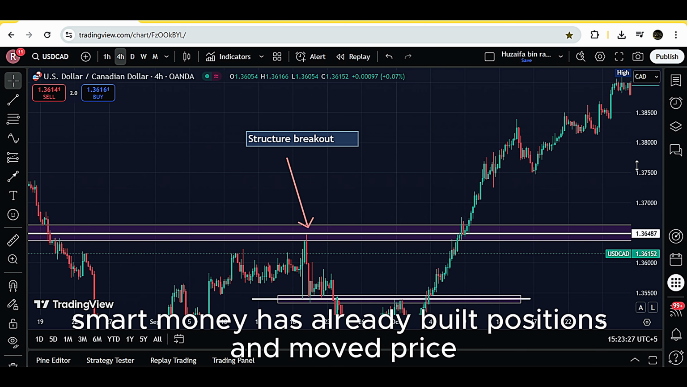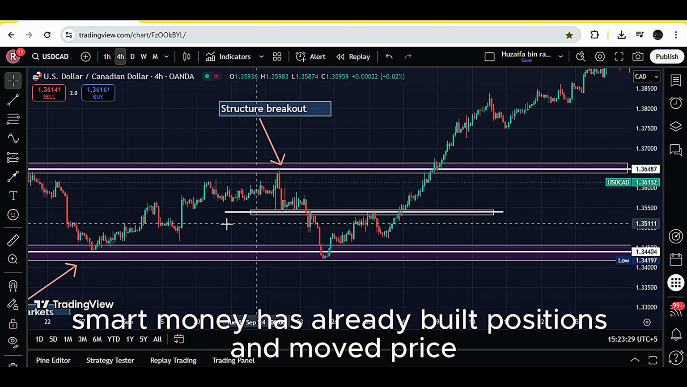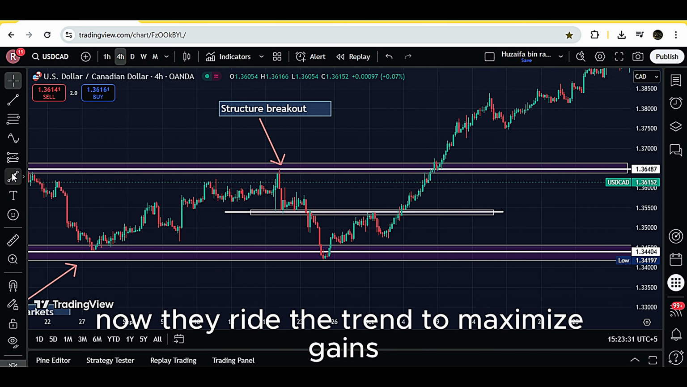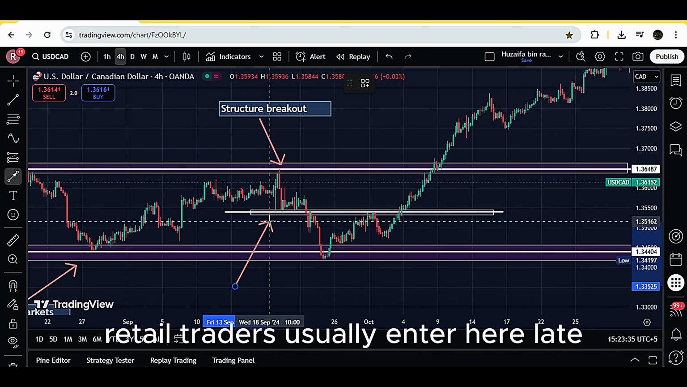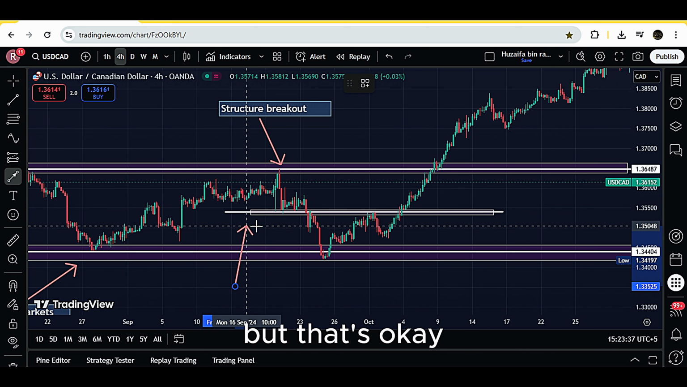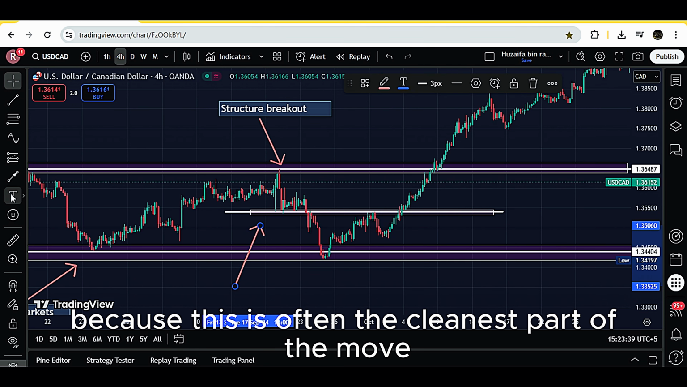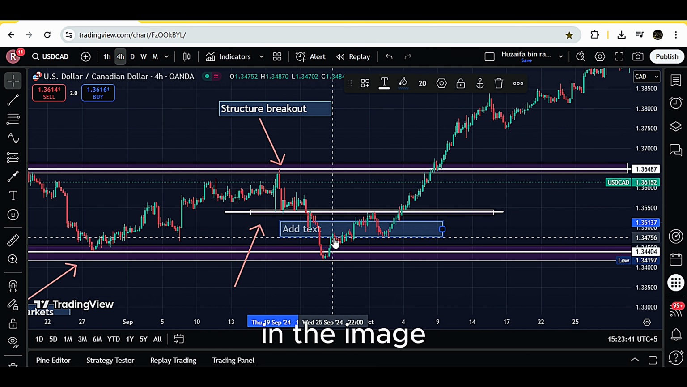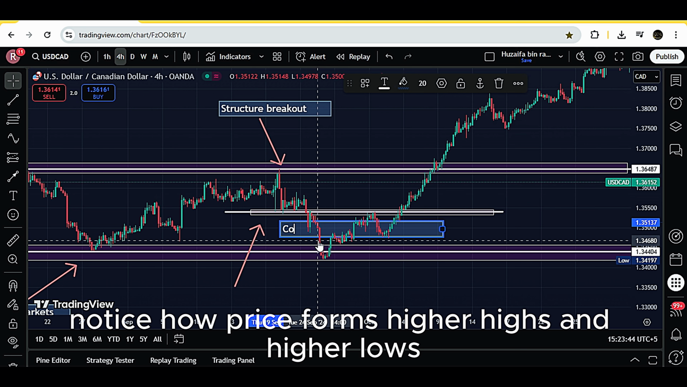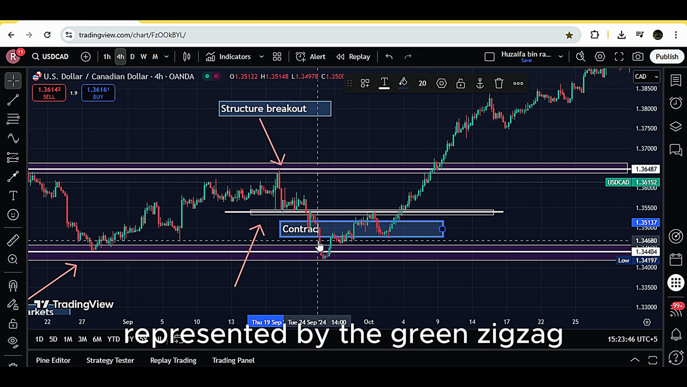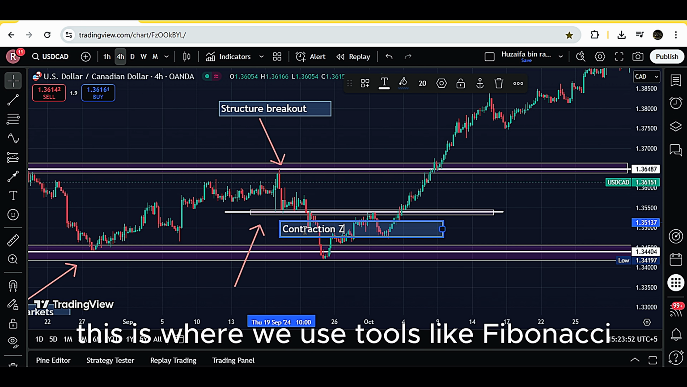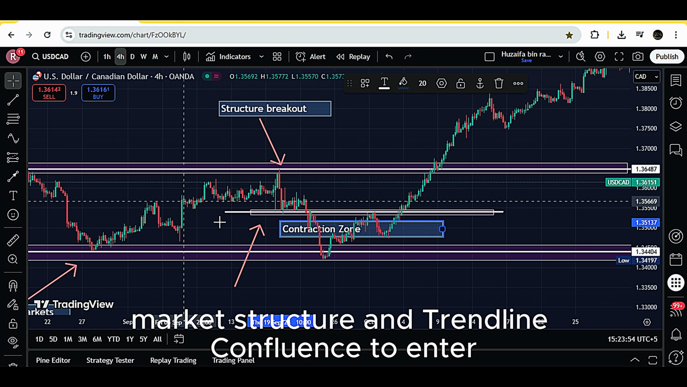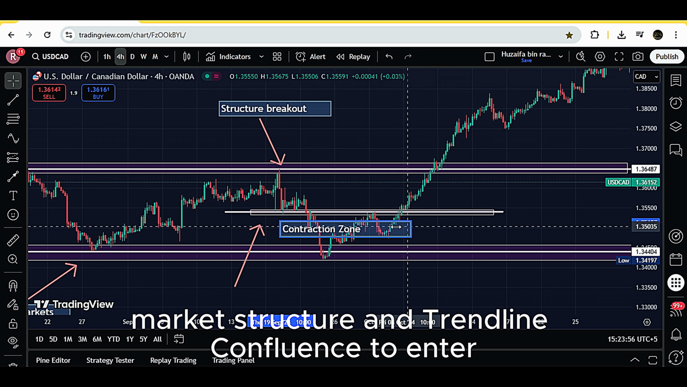Smart money has already built positions and moved price. Now they ride the trend to maximize gains. Retail traders usually enter here, late, but that's okay because this is often the cleanest part of the move. In the image, notice how price forms higher highs and higher lows, represented by the green zigzag. It's now flowing smoothly. This is where we use tools like Fibonacci, market structure, and trendline confluence to enter.